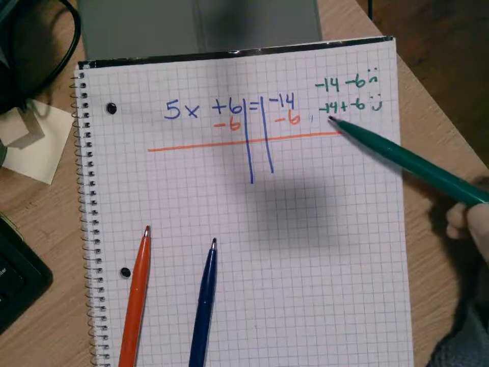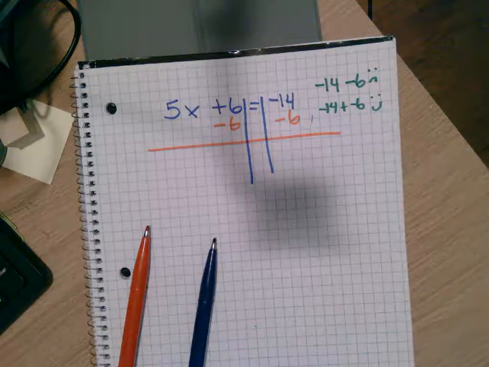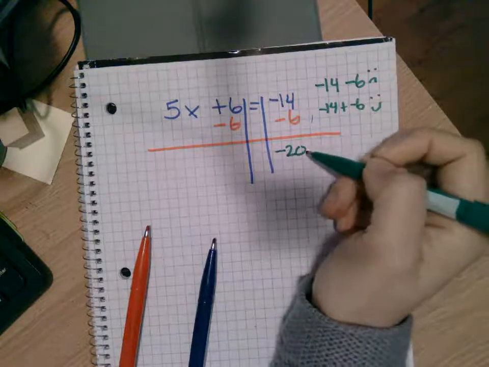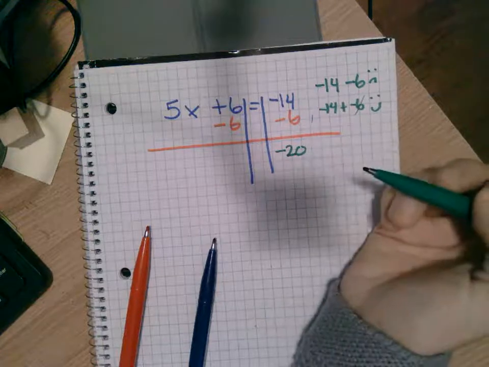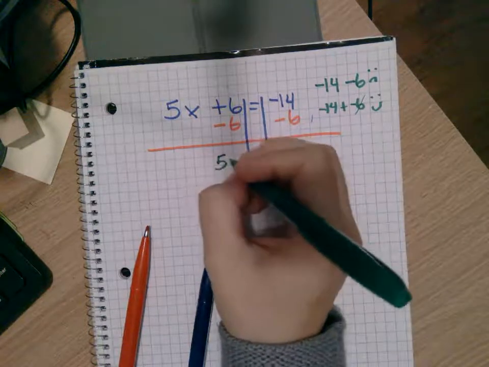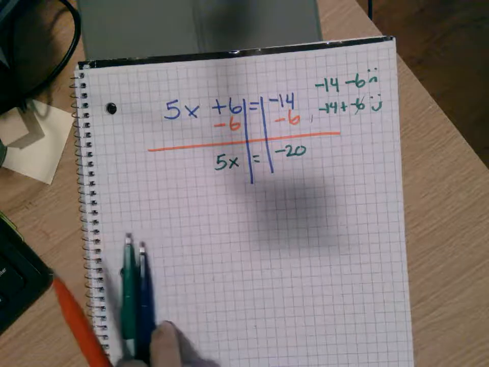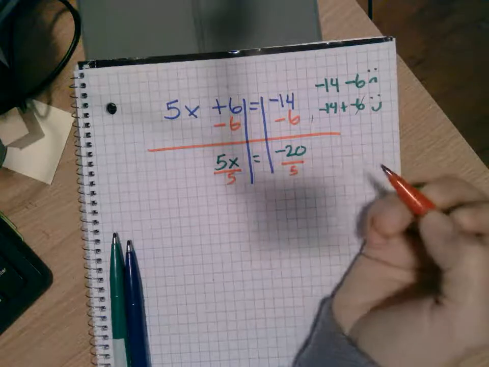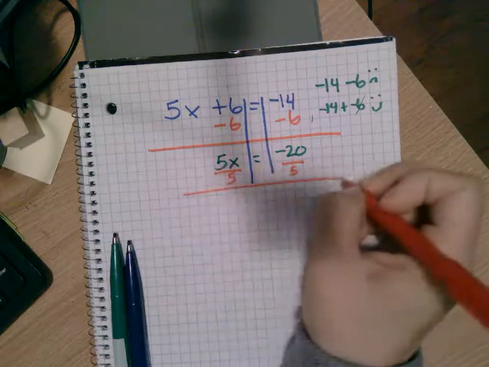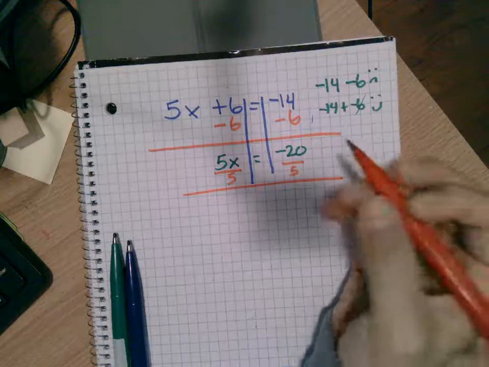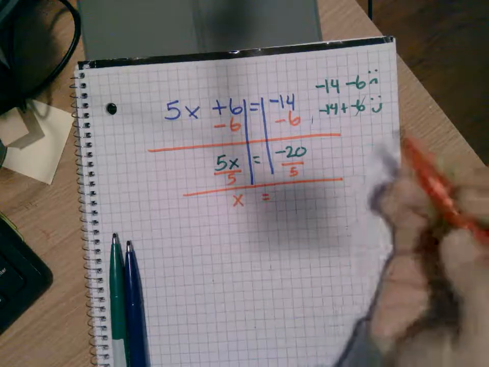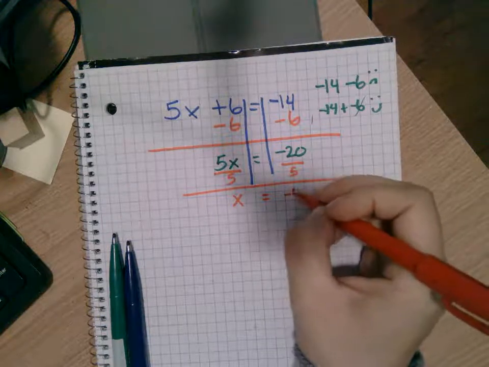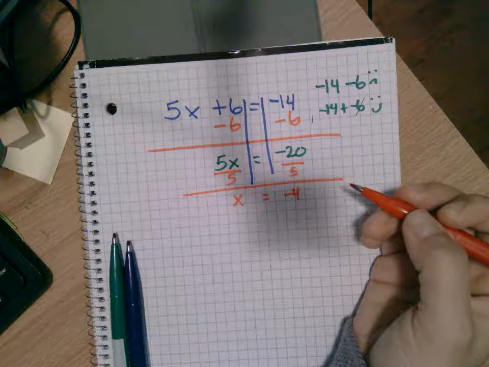Okay, what is negative 14 plus negative 6? Negative 20. So on this side, we actually get negative 20. All of this is negative 20. Equals 5x. Now, how do I move the 5? Divided by 5. Divide this by 5. Very good. So I'm left with x equals, what's negative 20 divided by 5? Negative 4.